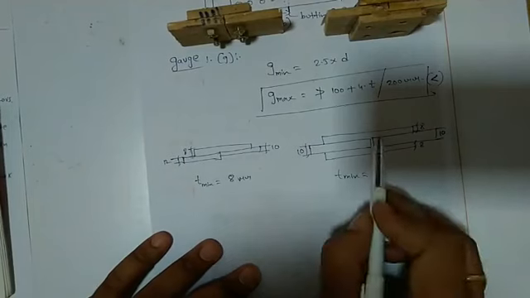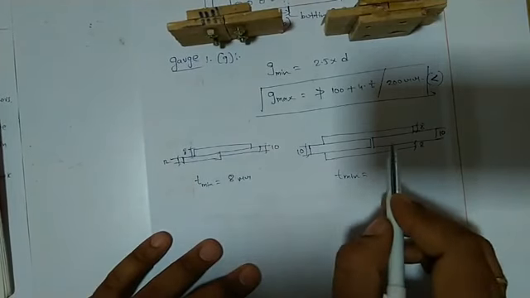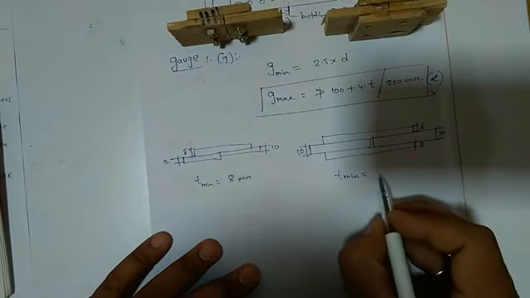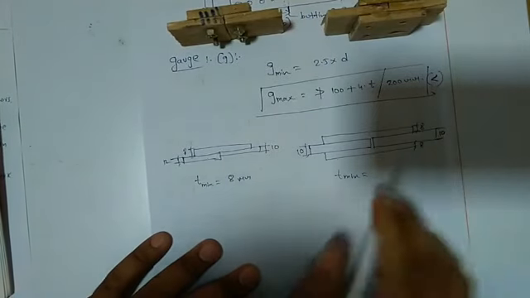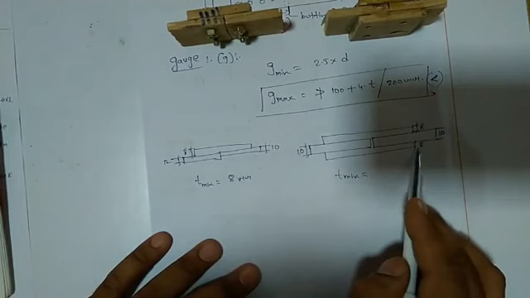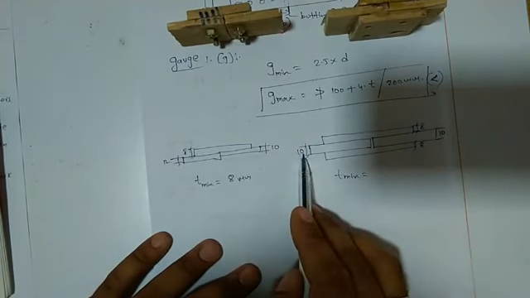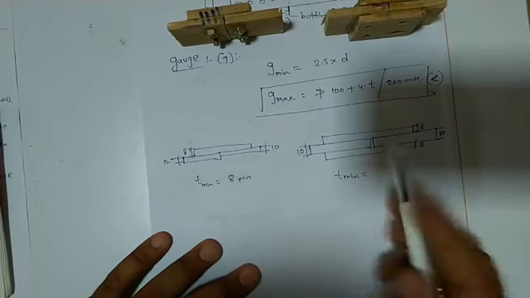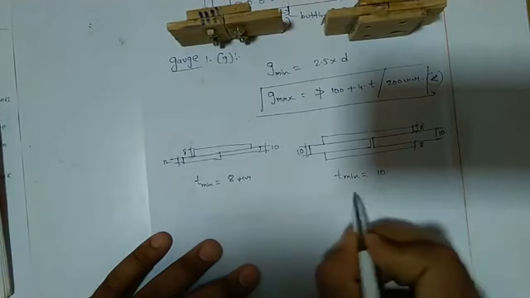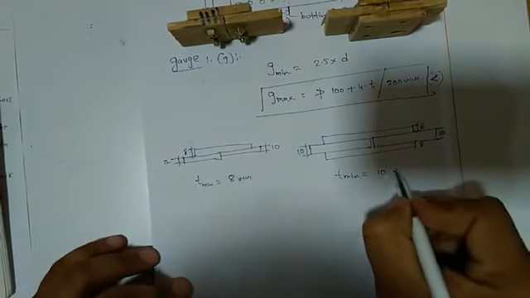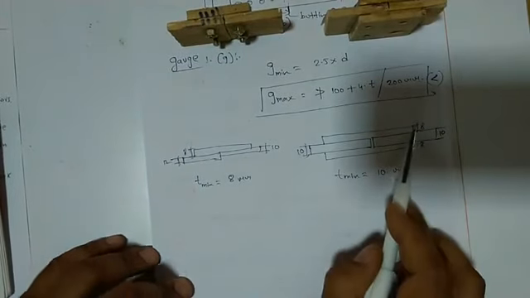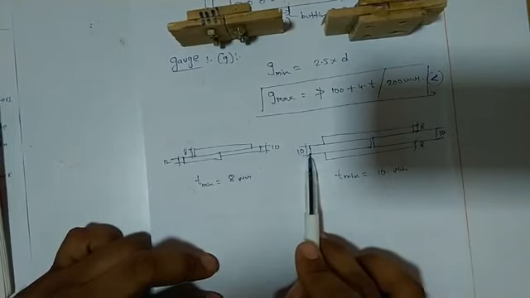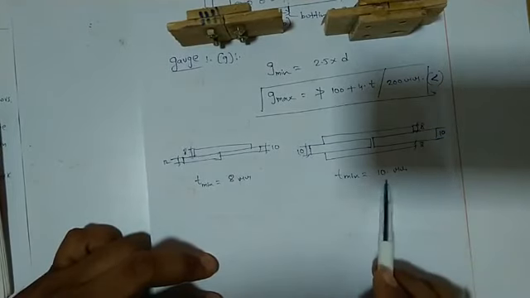Both cover plates function to connect the butting surfaces. So what you have to do is add these two cover plates: 8 plus 8 is 16. And the parent plate thickness is 10. Between 10 and 16, the minimum value is 10. So you have to take the minimum value as 10 instead of 8.